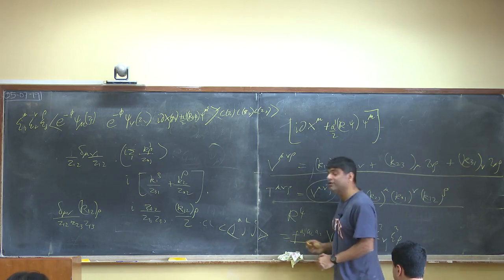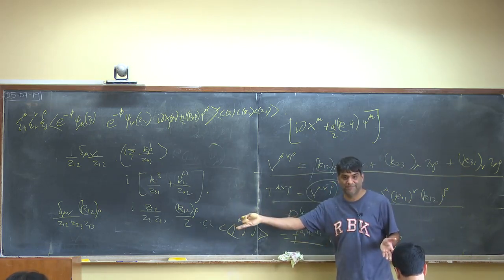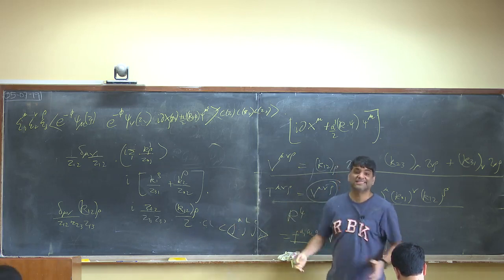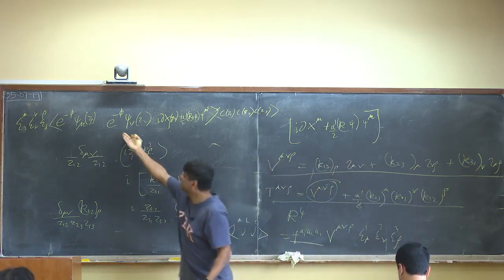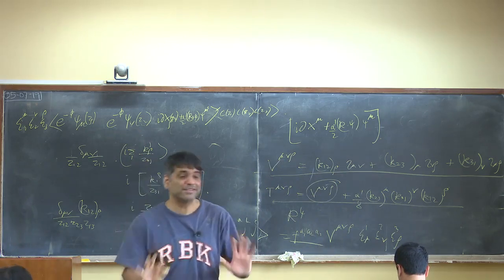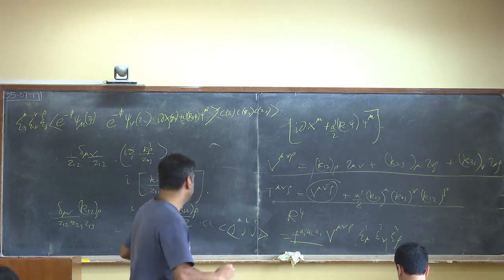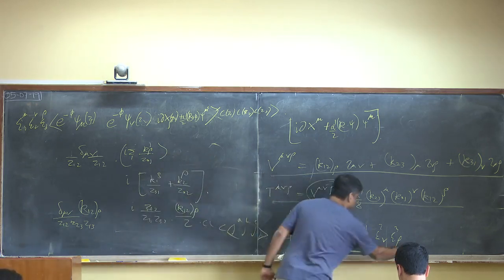Actually, this part has automatically canceled because on the left moving side, it's just Z1,2, Z2,3, Z3,4. And there were only C's. The Z tildes cancel, that we've already checked. It can be shown, we've seen it. The Z's cancel, Z tildes cancel. So what we've got is this. This is our final amplitude.